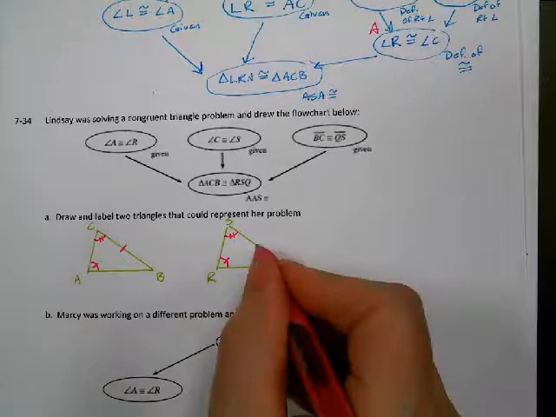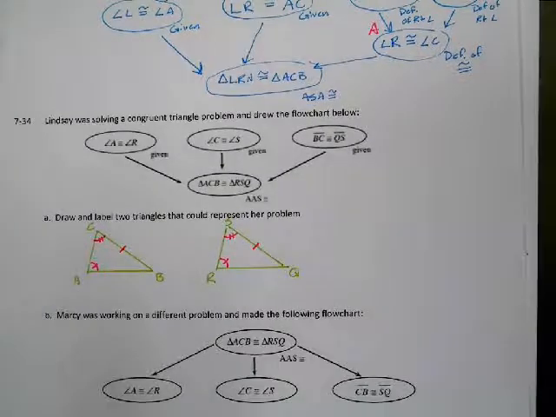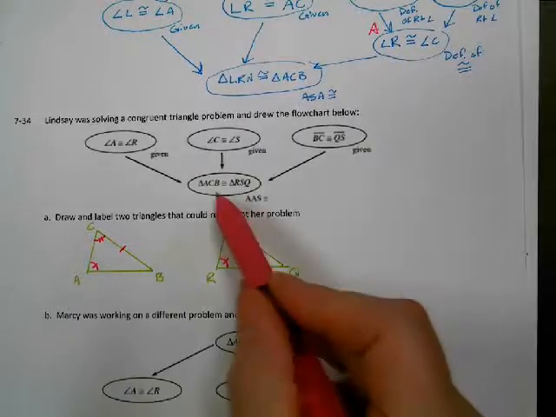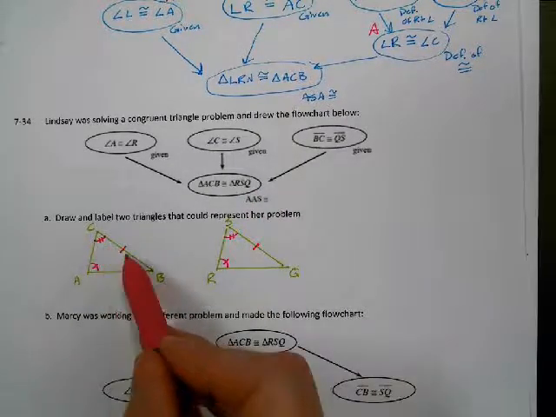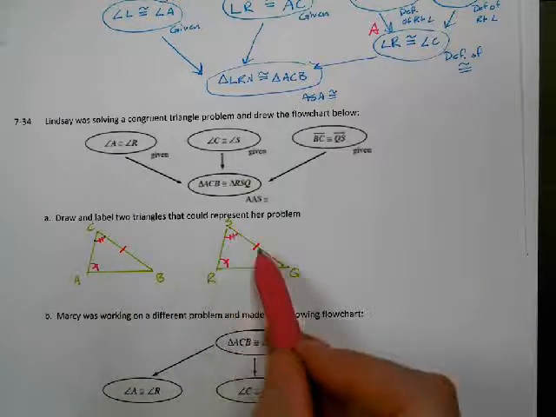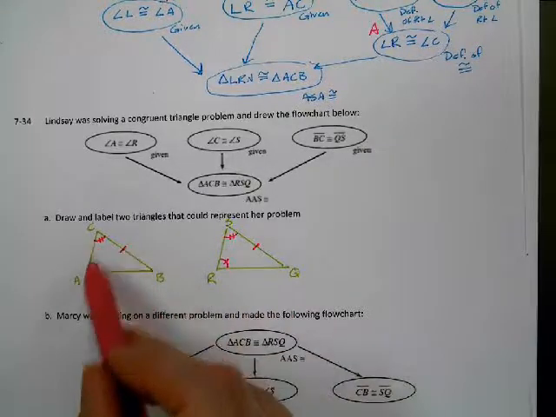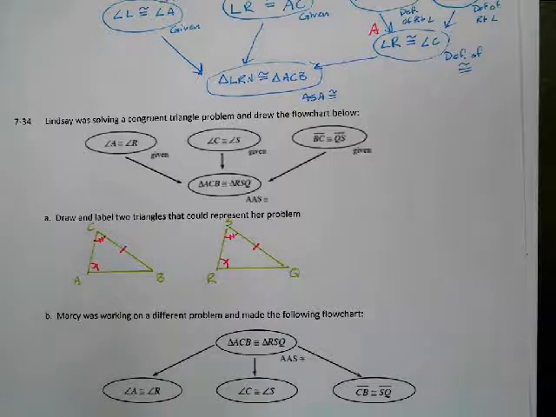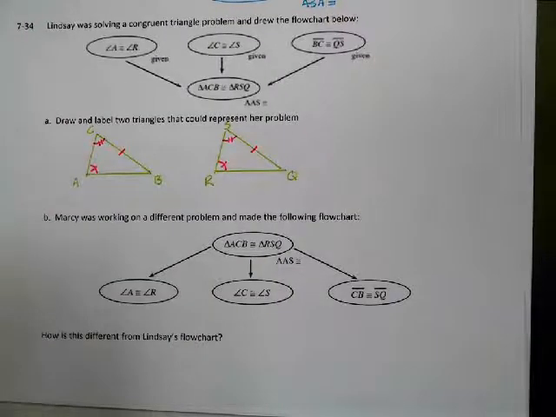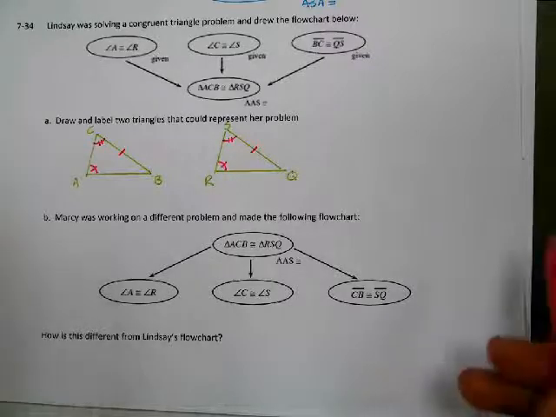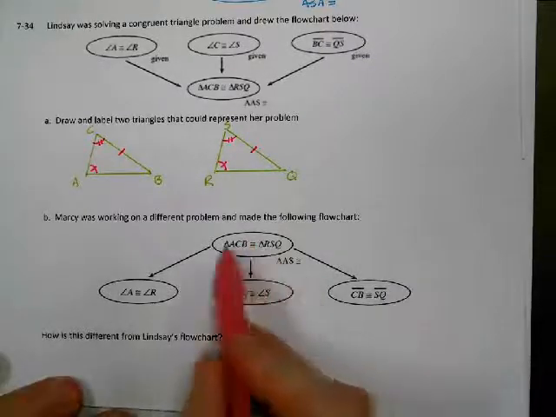And that's why she was able to write that the 2 triangles are congruent by angle, angle, side. Because I've got angle, angle, side, angle, angle, side. The side is not included. It's not in between them. Now Marcy, she has a different problem. And this is what her problem looks like. She starts off by knowing the triangles are congruent, and then she draws 3 conclusions from that.